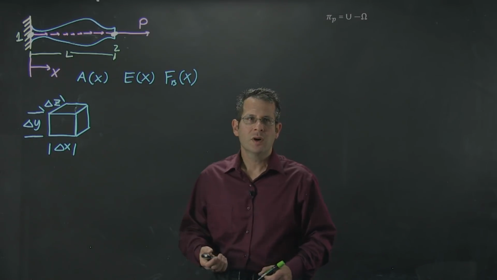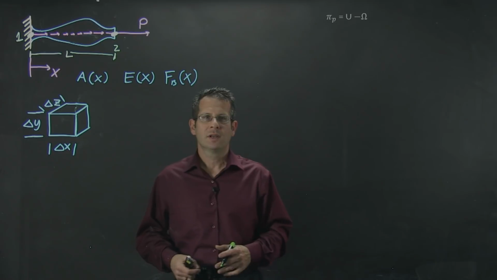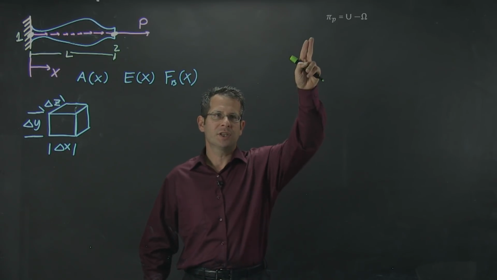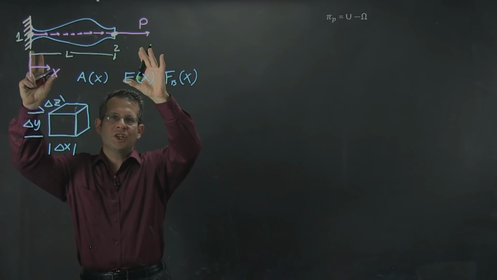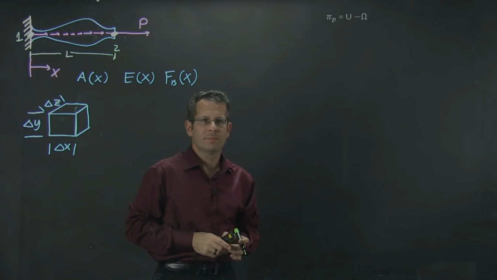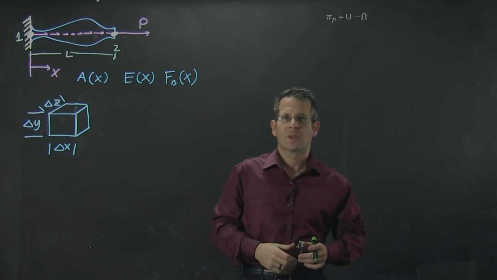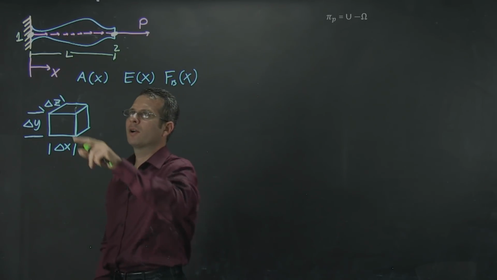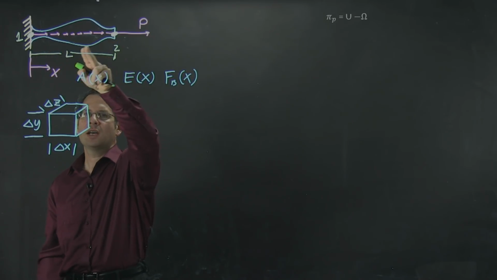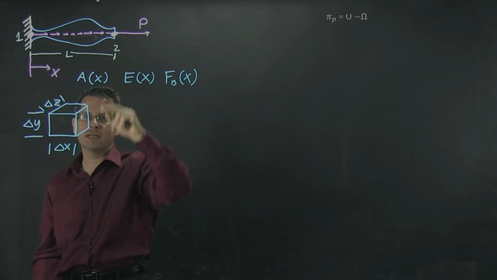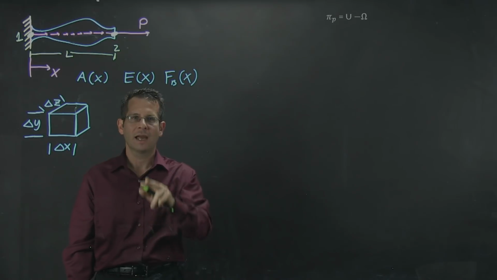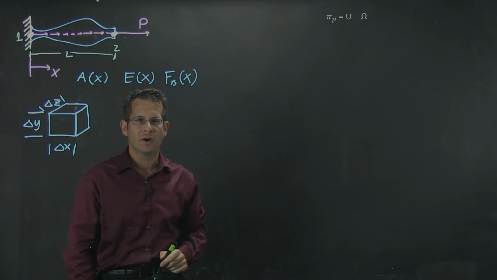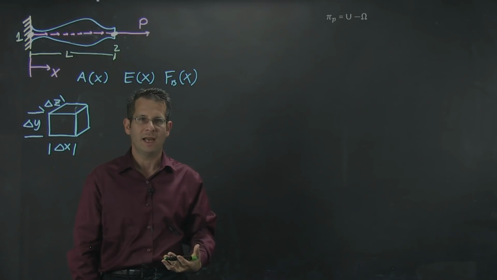In this video, we're going to derive the function for the total potential energy stored in a more general bar element, where I am no longer assuming that the cross-sectional area of my bar element is a constant, but rather it is a function of x. Likewise, Young's modulus is no longer constant, but is a function of x.